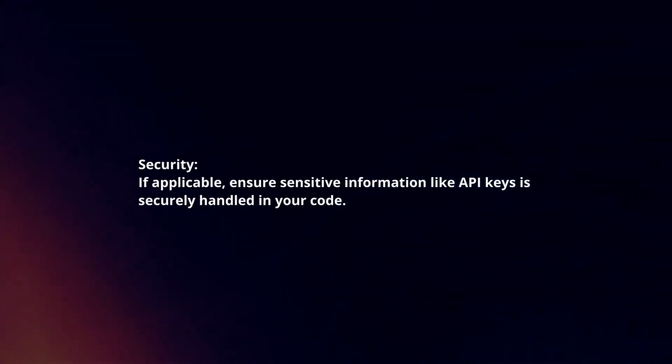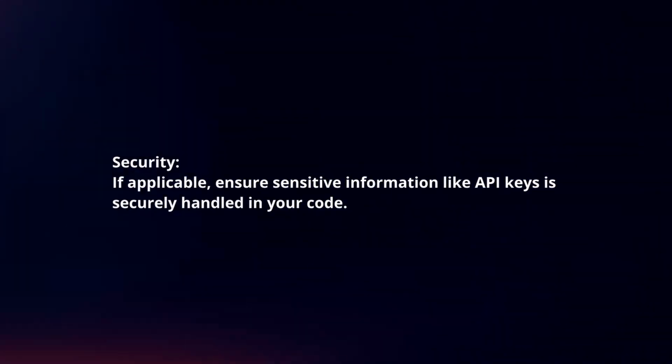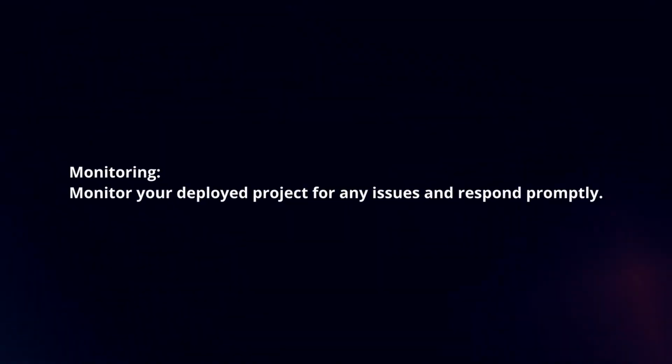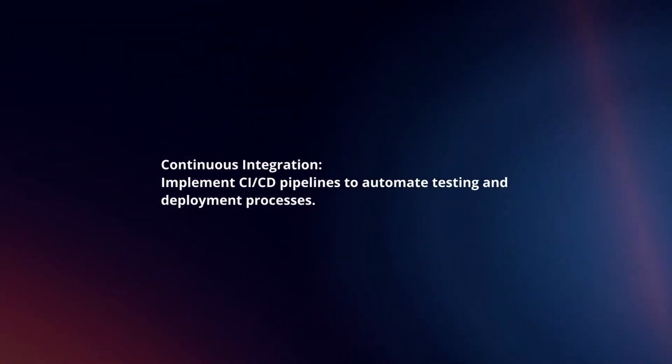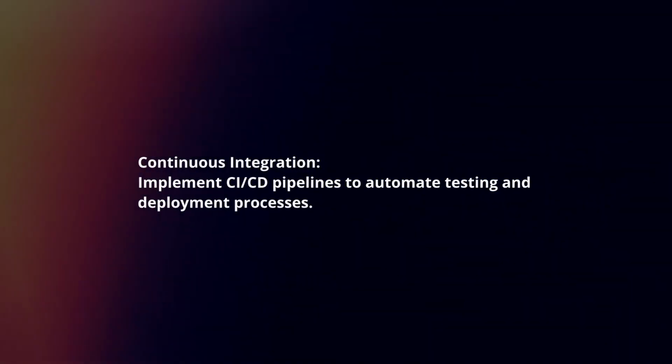Security. If applicable, ensure sensitive information like API keys is securely handled in your code. Monitoring. Monitor your deployed project for any issues and respond promptly. Continuous integration. Implement CI or CD pipelines to automate testing and deployment processes.